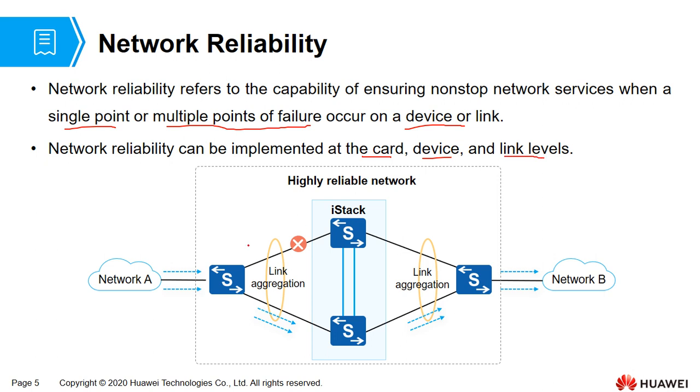In this figure, you can see network A and network B. To ensure network reliability between the two networks, network A and network B, and the non-stop services, we can use link aggregation technology and iStack technology to ensure this reliability and the non-stop services between the two networks.